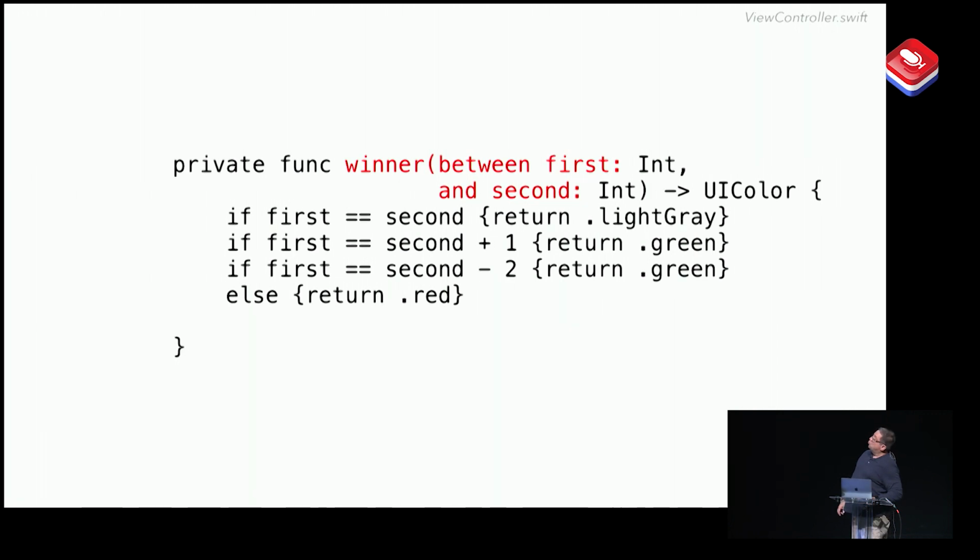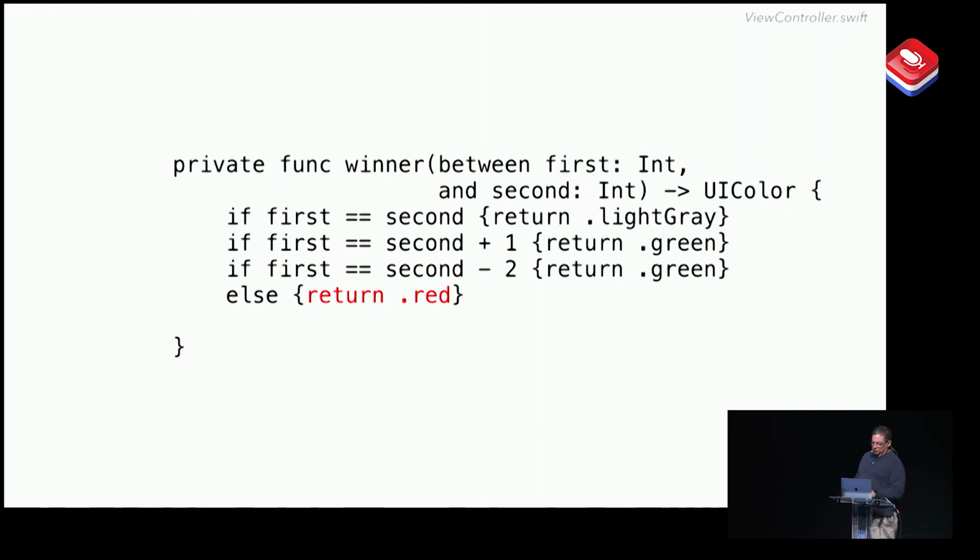So I've got to determine the winner between the first and the second. And if they're tied, I'm going to return light gray. And if I win, I return green. And even the code says if I lose, I return green. Oh, right, because I have to wrap around. So if I win, I return green, and if I lose, I return red. So there's green, there's red.